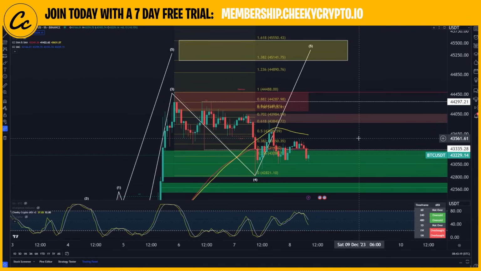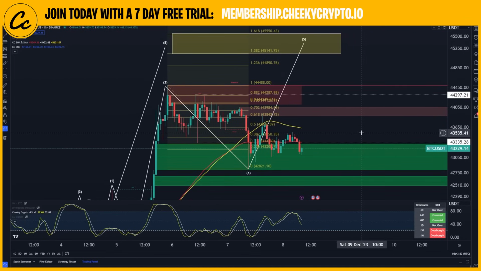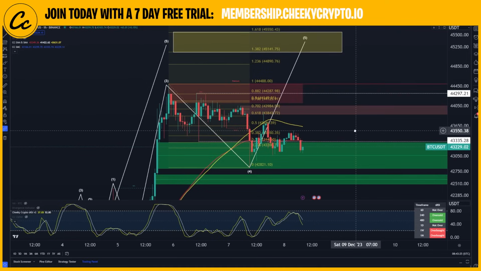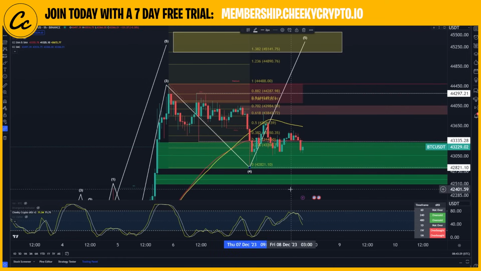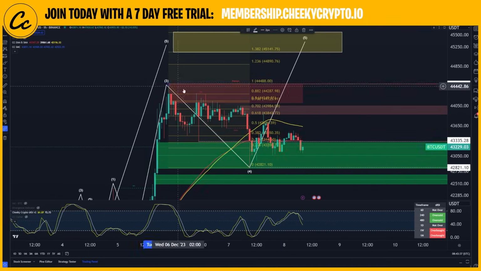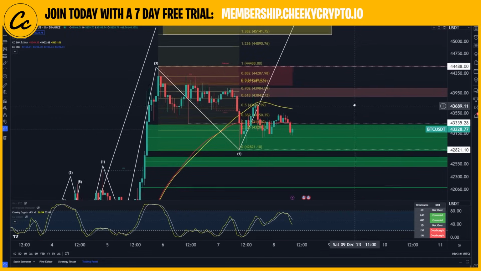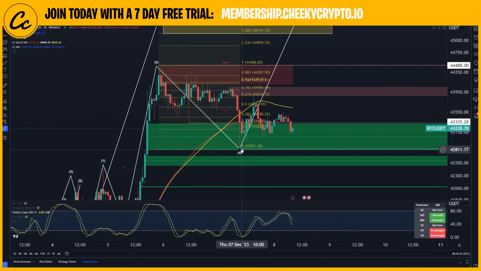Okay guys, so here we have Bitcoin paired up with USDT. We're on the 1 hour time frame and Binance is our data source. Now, as you can see here, we have our current swing low down on this $42,821 low. Okay, and we have our swing high just up here at $44,488.